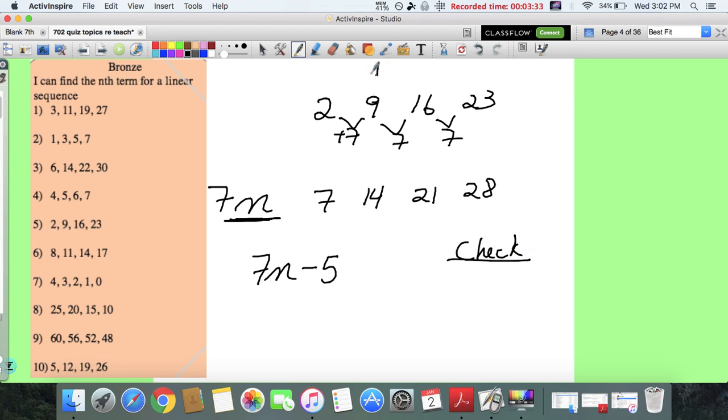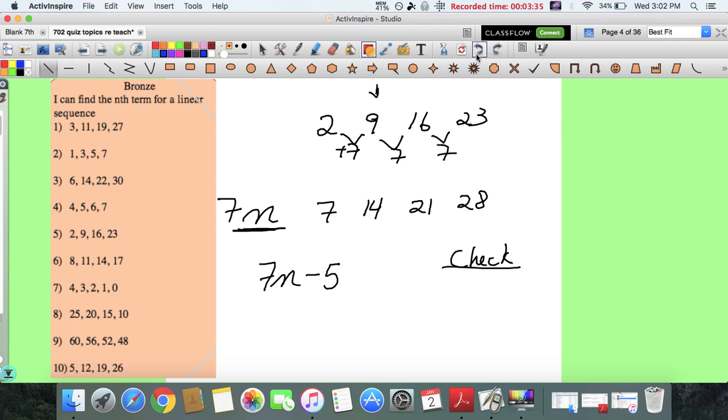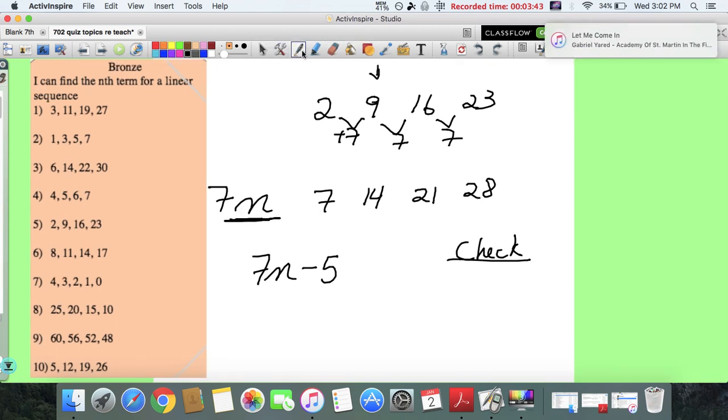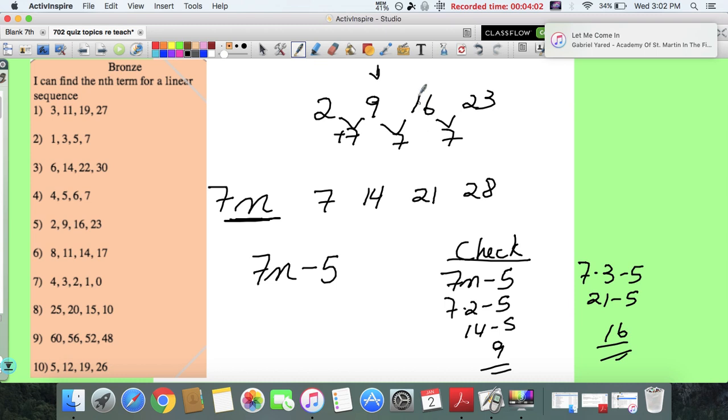So let's take the second term here. The second term should result in a 9, right? So if I check, I get 7n minus 5, and if I substitute 7 times 2 minus 5, I get 14 minus 5, and I get a 9. Good. So what about when n equals 3? I should get 16. So 7 times 3 minus 5, 21 minus 5, and I do get 16. My third term is 16. And so forth and so forth. So just make sure you check for a couple of numbers. So the sequence for this is 7n minus 5.